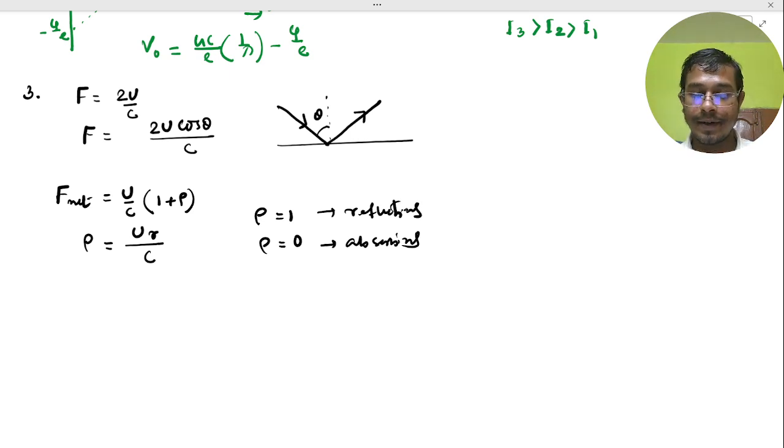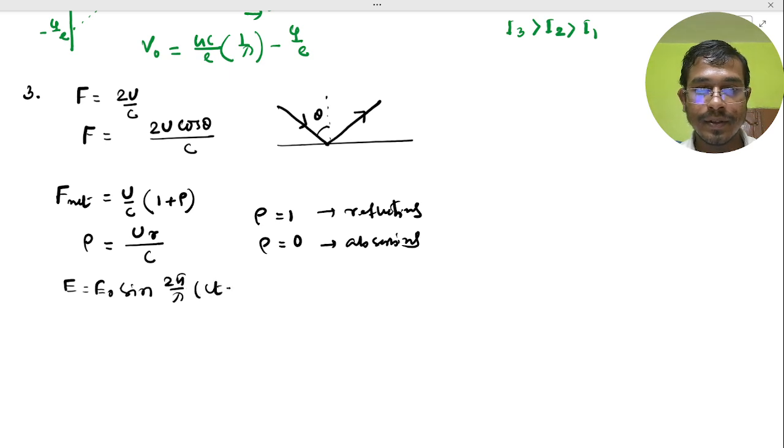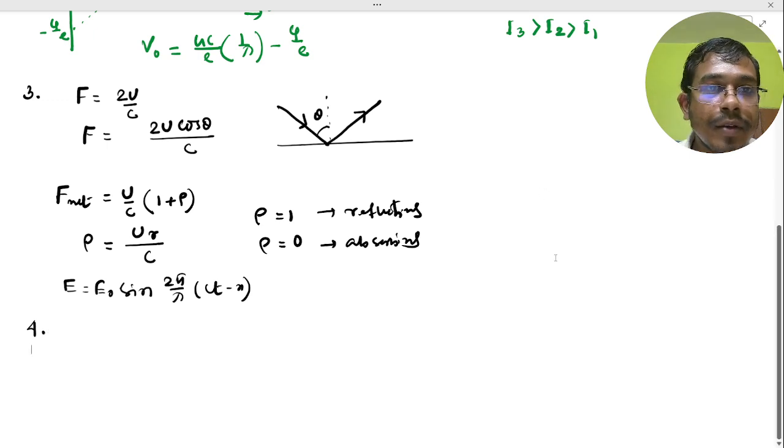For perfectly reflecting and perfectly absorbing surfaces, the variation of electric field with incident radiation is very important for JEE Advanced: E equal to E naught sin 2 pi by lambda (ct minus x). And another topic that we have.